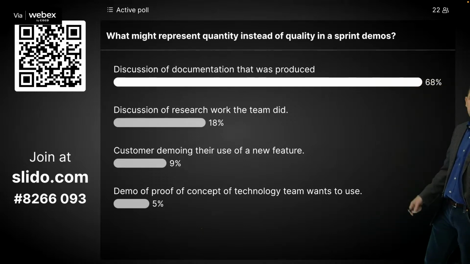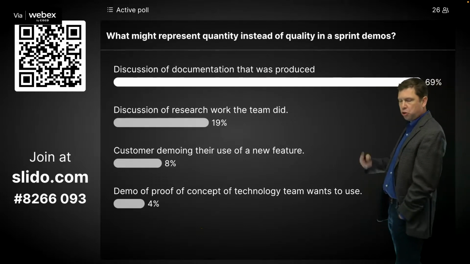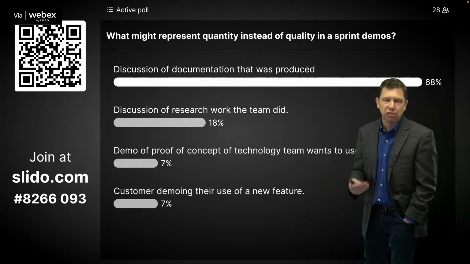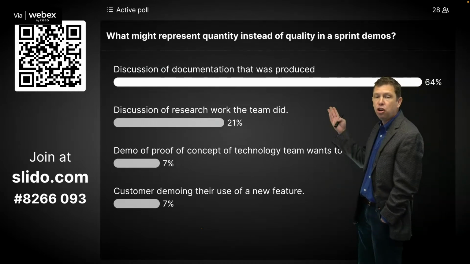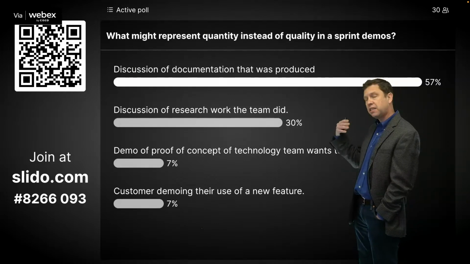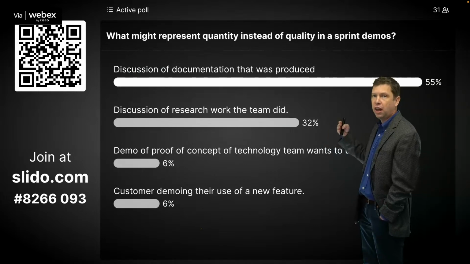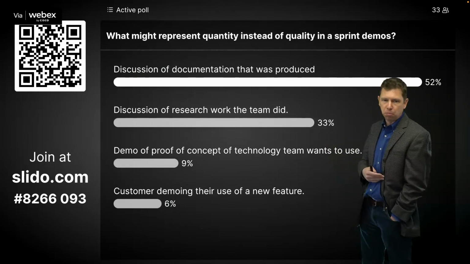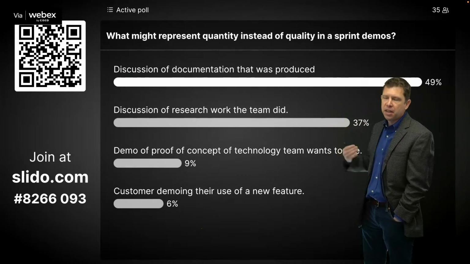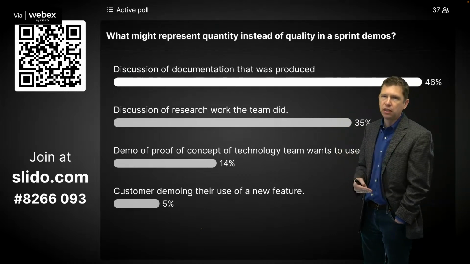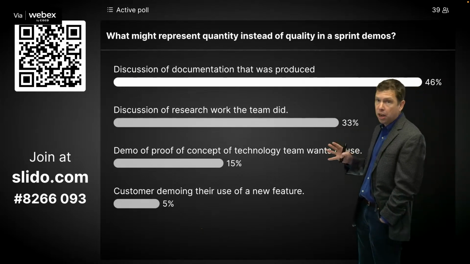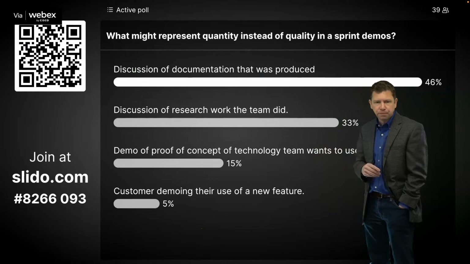So we've got discussion of documentation that was produced. Okay, we could produce lots of documentation without actually delivering something for the customer, right? So that could be an example of where our quantity of stuff is making us think we're making progress without really looking at the quality or the value of what's being produced. Which doesn't mean there's no place for documentation, but in the sprint demo, if that's what our focus is on, it could be an indication that we're being misled by a double agent or maybe even misleading ourselves.